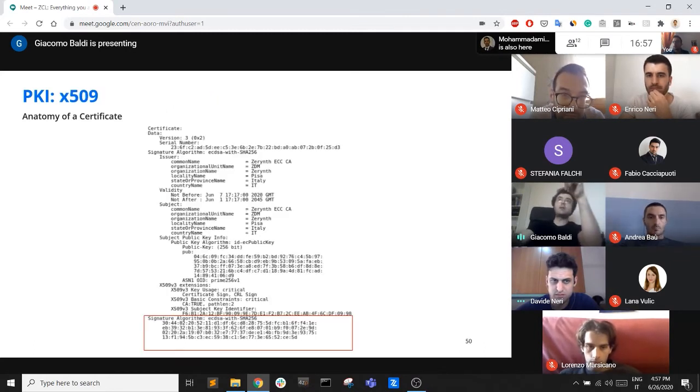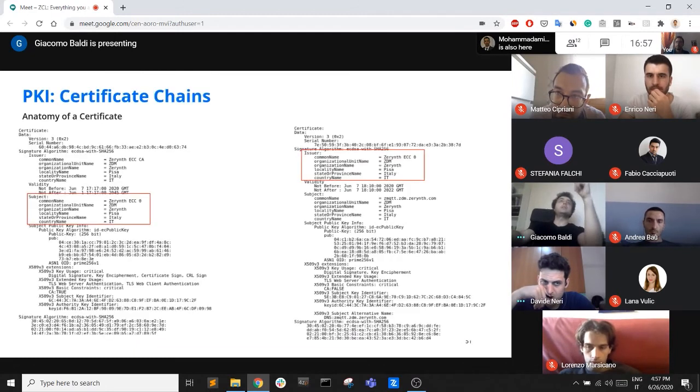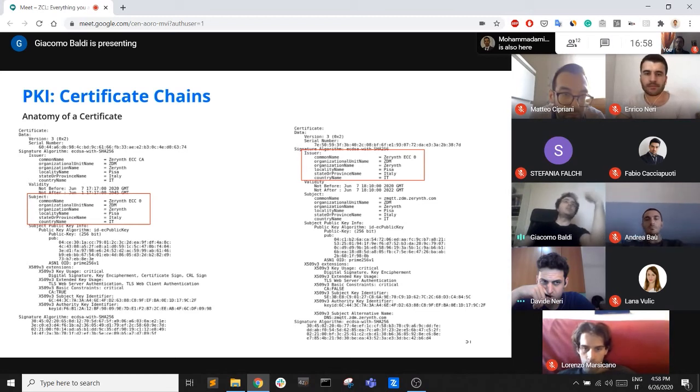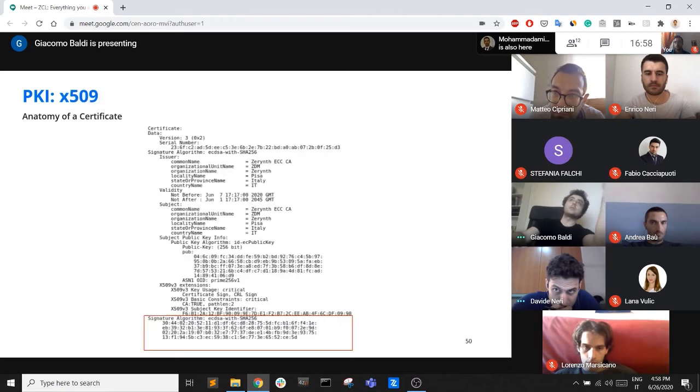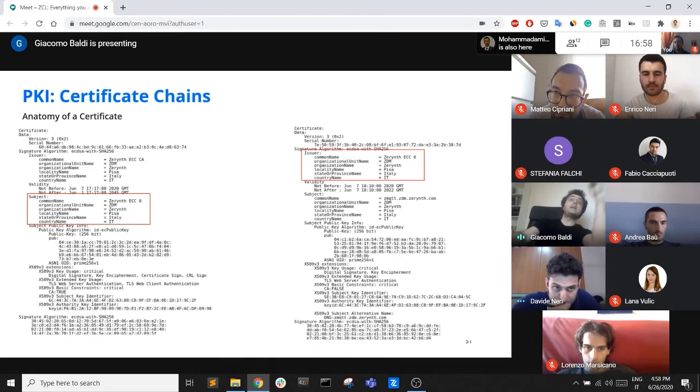This one used its own private key, which is a secret, to sign the certificate on the left, okay? So now we have a certificate called Zerynth ECC 0 that has all the fields that it has to have, and if you go to the extensions, you see that this certificate can do digital signature, key encipherment, certificate sign, and CRL sign. This means that this certificate has a private key different from the private key of the other certificate, and it can sign other certificates, because this certificate itself is a certification authority.